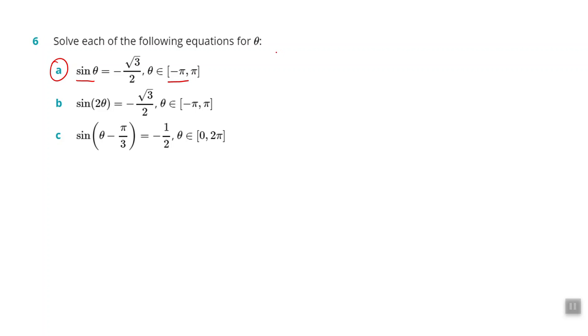So first things first, whenever we're trying to solve trig equations, we're trying to find the base angle. The base angle is given by inverse sine of root 3 over 2. The angle that gives me a value of root 3 over 2 for sine, from our exact values table, is pi over 3. Okay, so that's our basic angle.